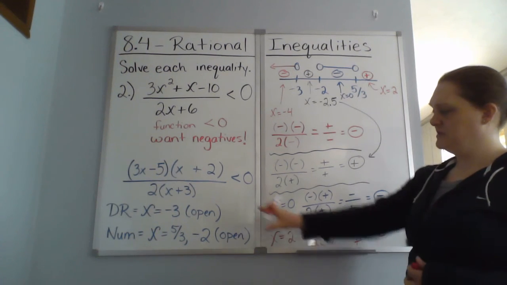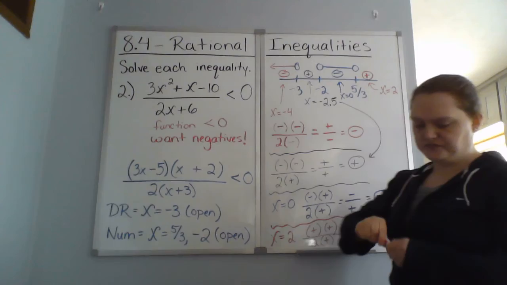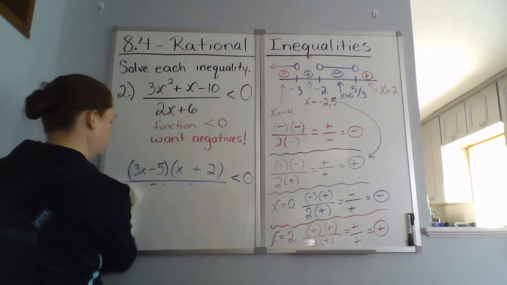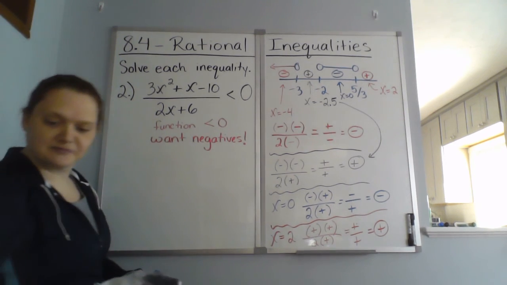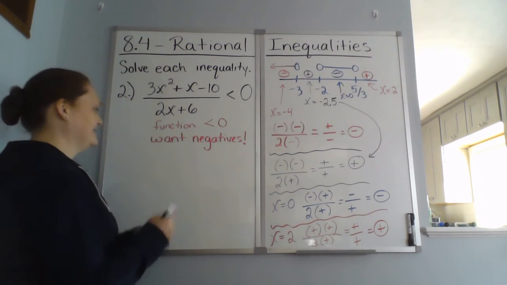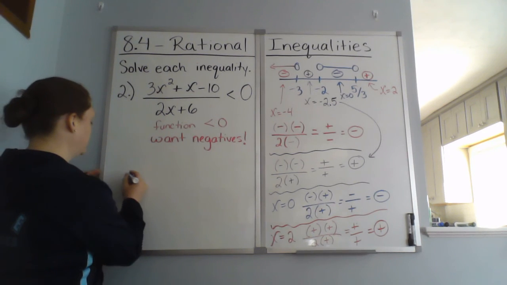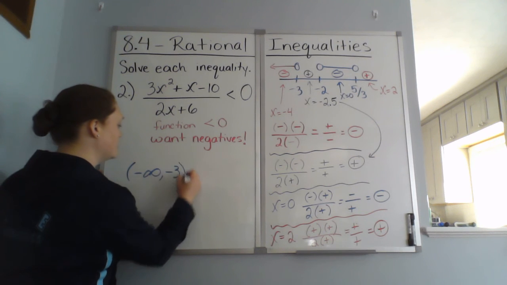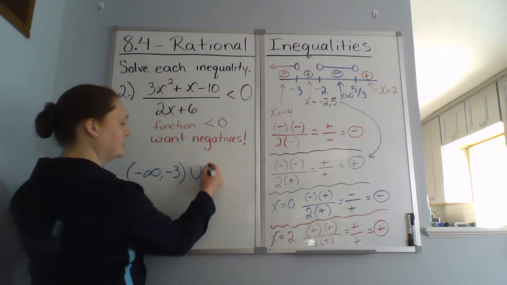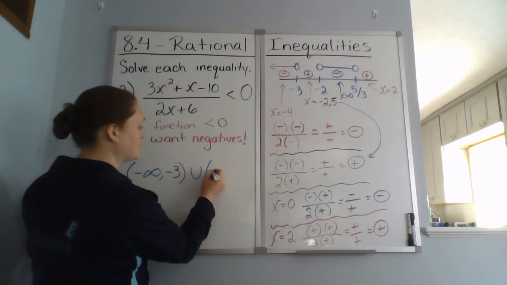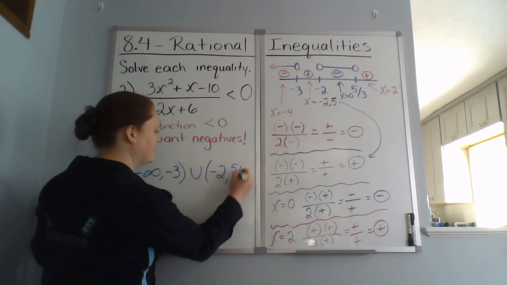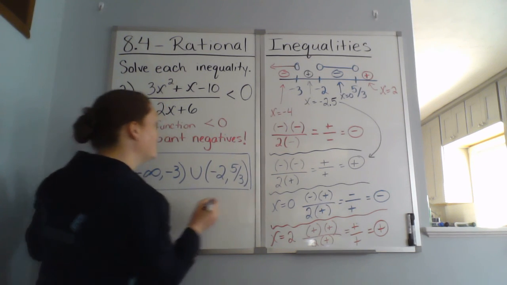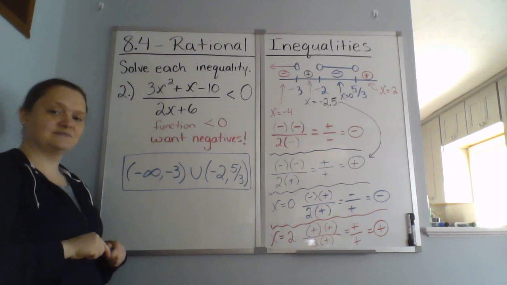All right? I'm going to give myself a little space over there to write the final answer. Okay, so we've got an interval on the left. Starts at -∞, goes until -3. And these are all parentheses because they were all open circles. The next one goes from -2 up until 5/3. So this is the final solution to the inequality. Okay? All right, there you go.